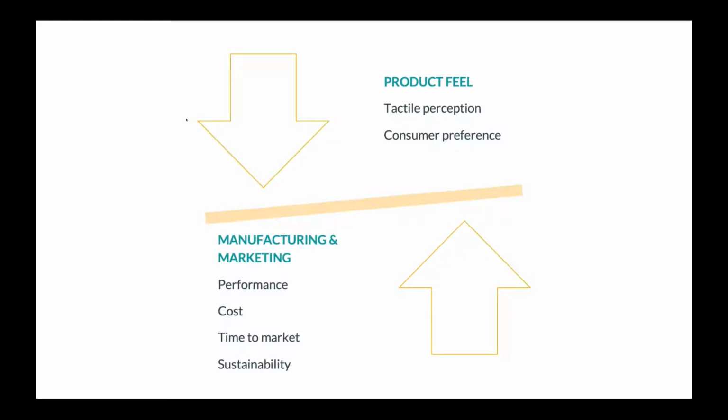And while I would argue that the points that represent that upward facing arrow, under manufacturing and market, are more familiar and better understood, we often have a very difficult time understanding the product feel, understanding the tactile perception, and understanding the consumer preference. We have a partial picture, we have some information, but we may not have the complete picture and the total realization of all the different elements and all the different nuances that go into having a complete picture of that product feel.